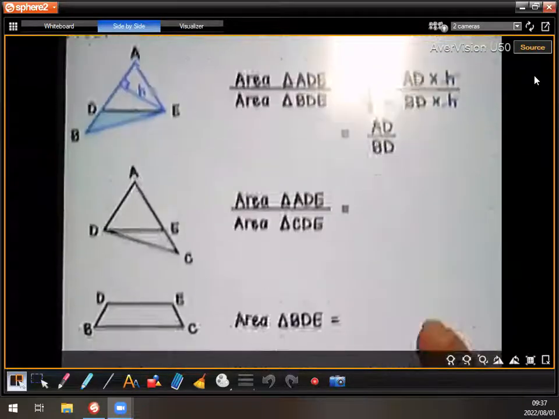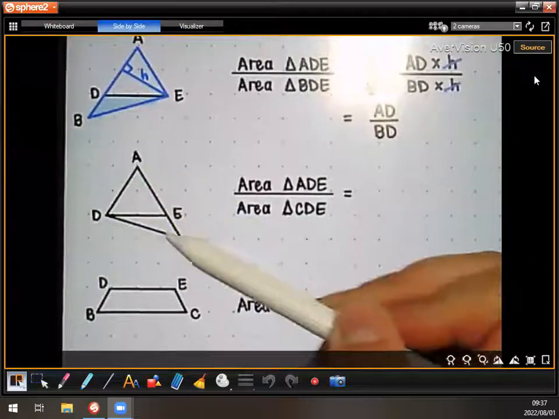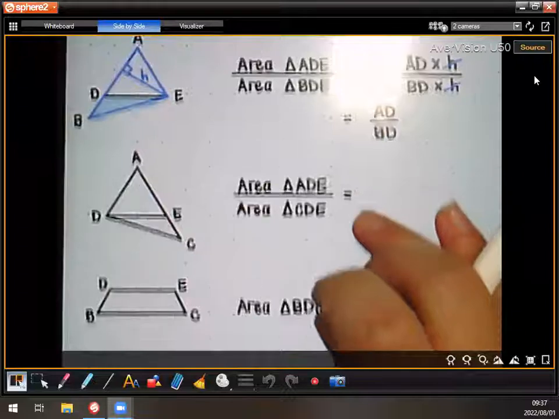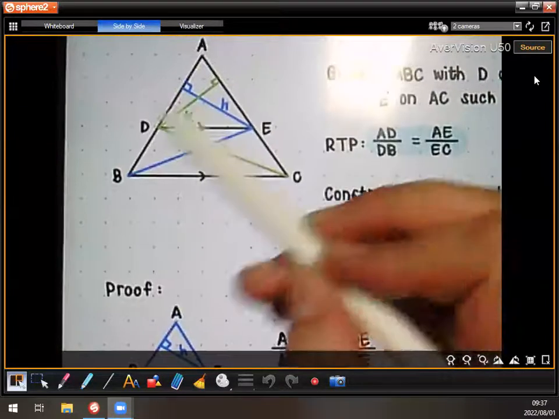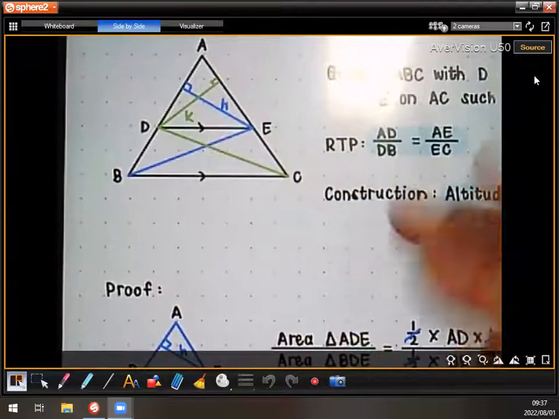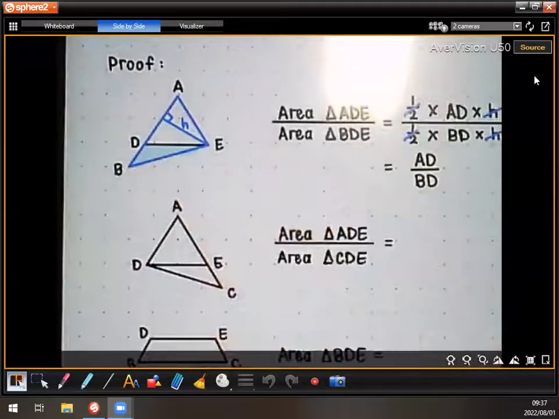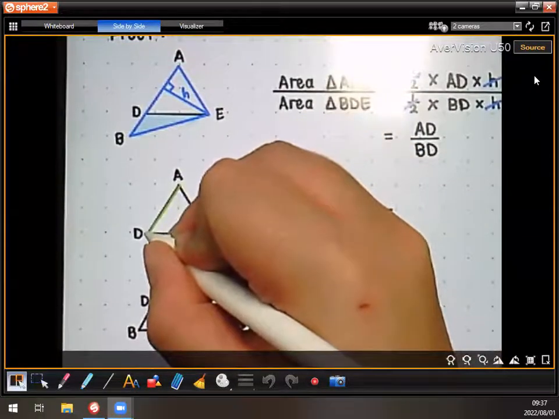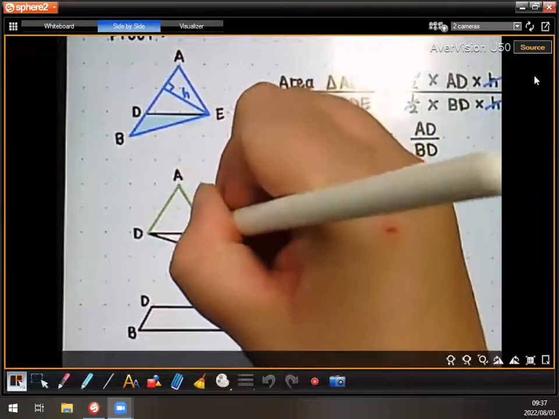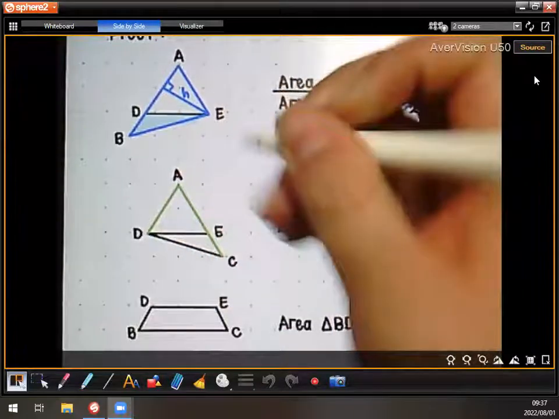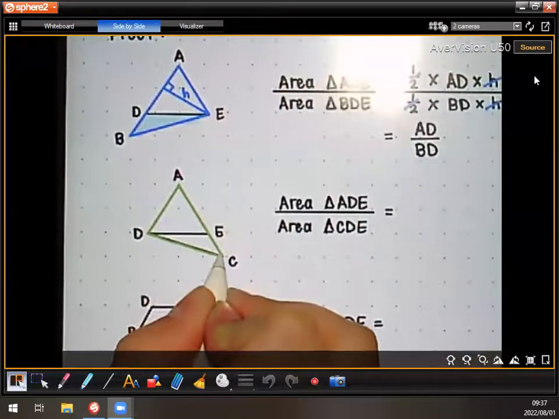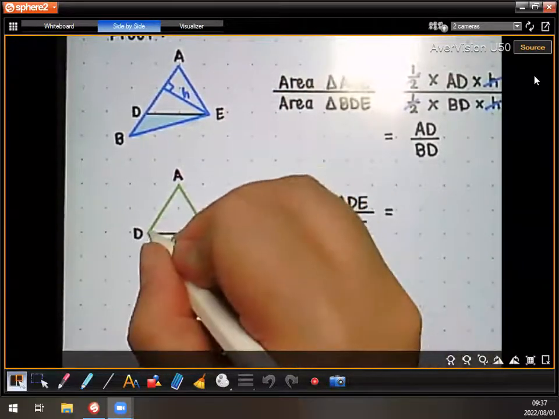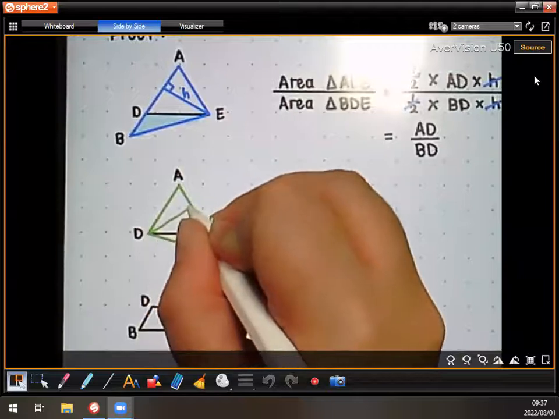Next up, this is the triangle that we are going to use K for. I made my K green. Whatever color you used for K, put that in for this triangle here, and then also draw in your K.